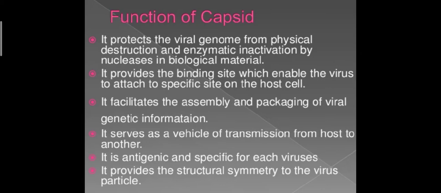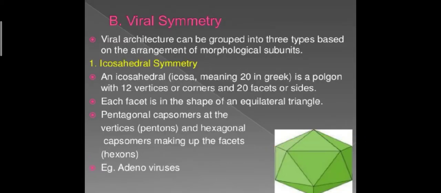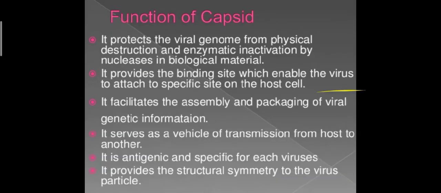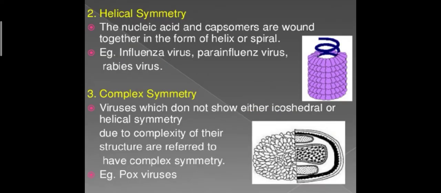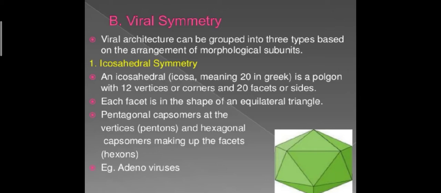Okay, it provides a structural symmetry to the virus particle. It's also responsible for the structure. Okay, that is about the capsid. Then we'll discuss the viral symmetry. This is grouped into three types based on the arrangement of morphological subunits. One is icosahedral symmetry, another is helical symmetry, another one is complex symmetry. So, viral symmetries. We'll see one by one.